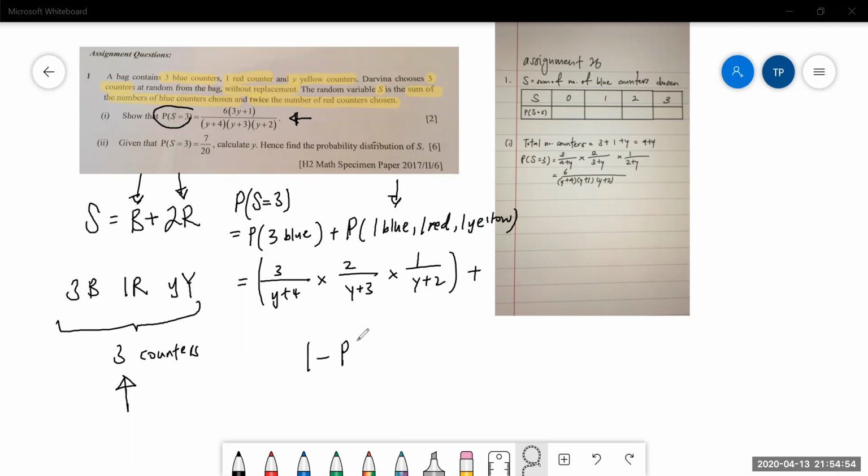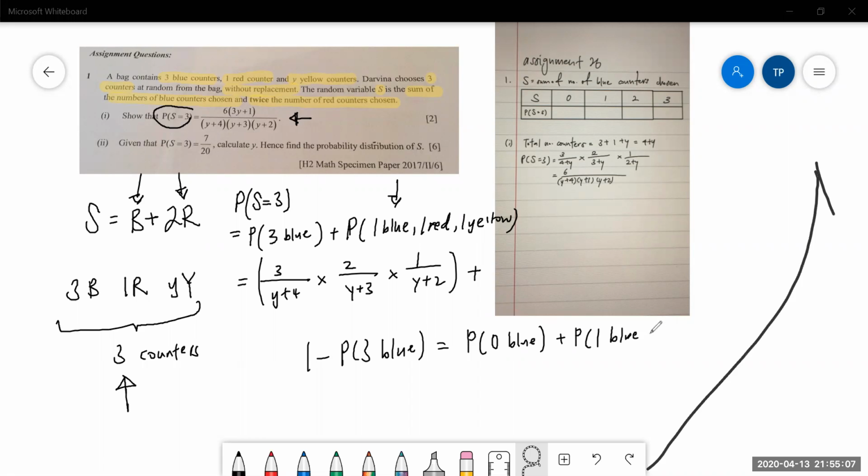1 minus probability of 3 blue will give me the probability of 0 blue plus probability of 1 blue plus probability of 2 blue.